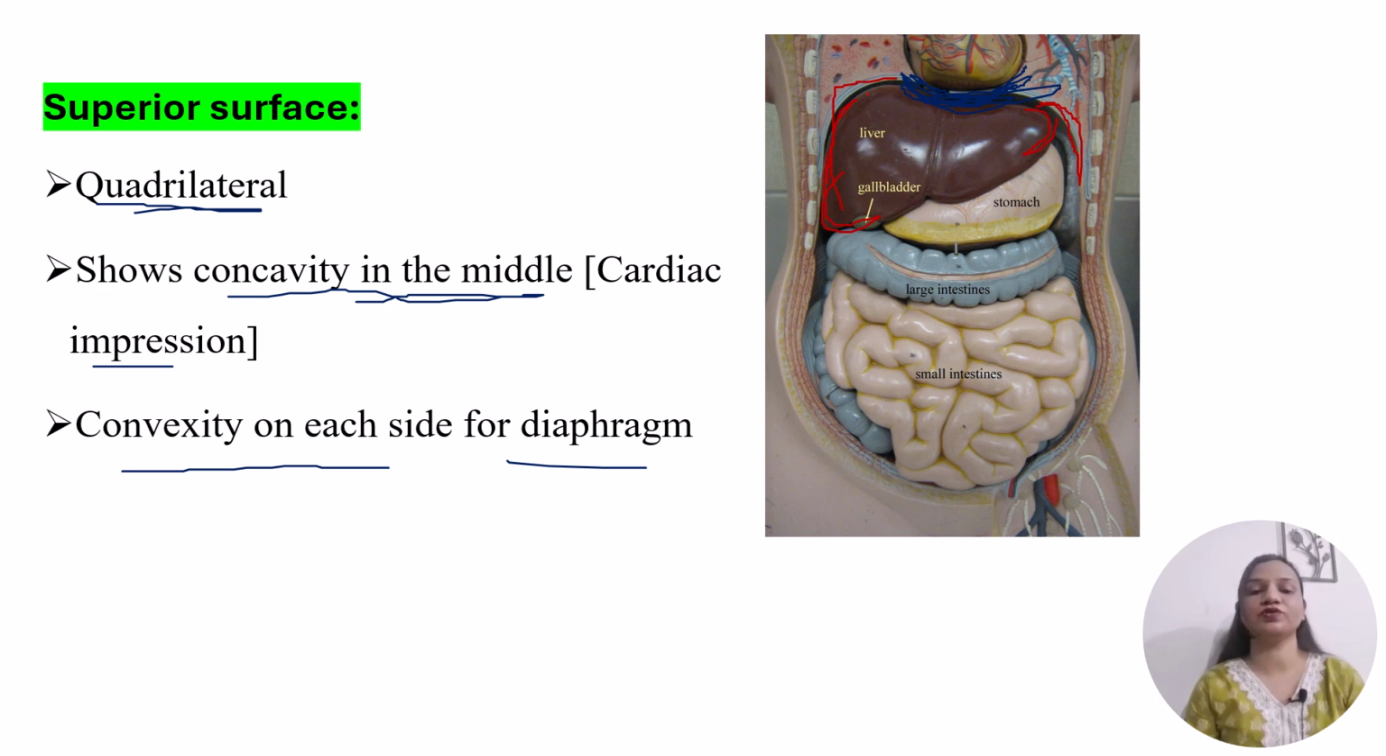Okay, so that was about the superior surface, that it is quadrilateral in shape and it shows concavity in the middle for the cardiac impression. Here is the concavity and convexity on each side for the diaphragm.